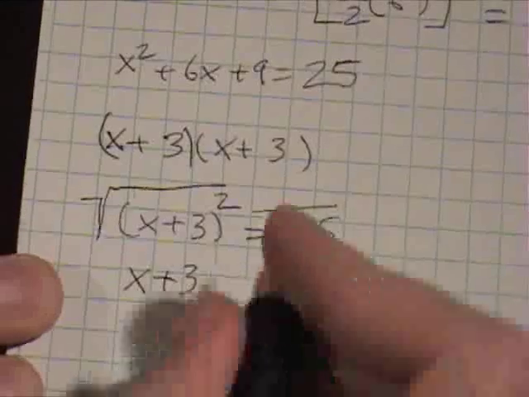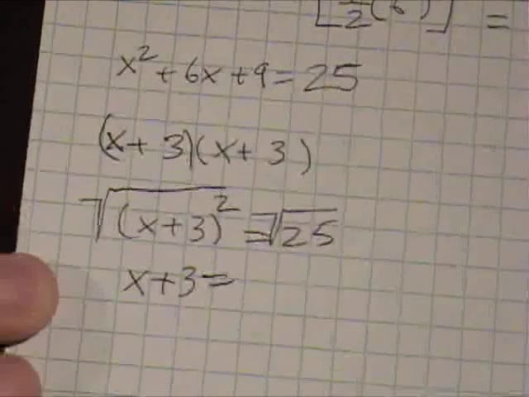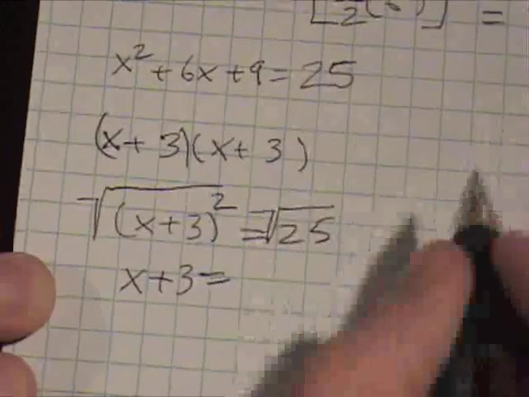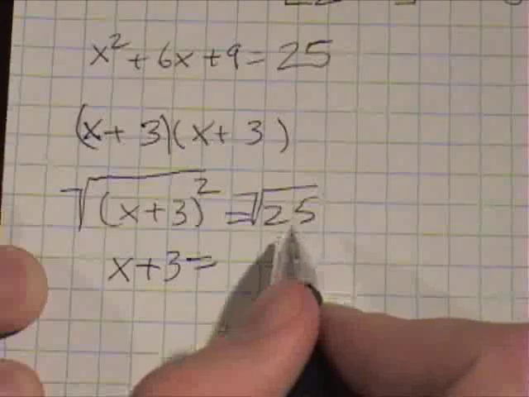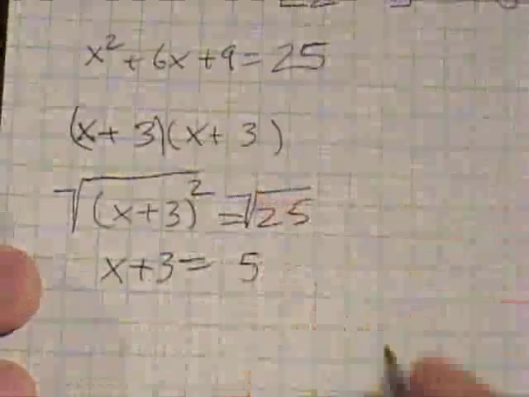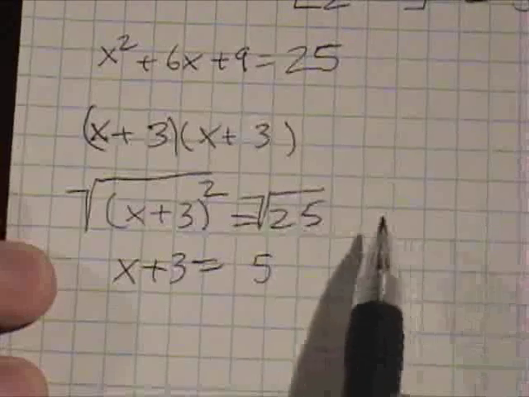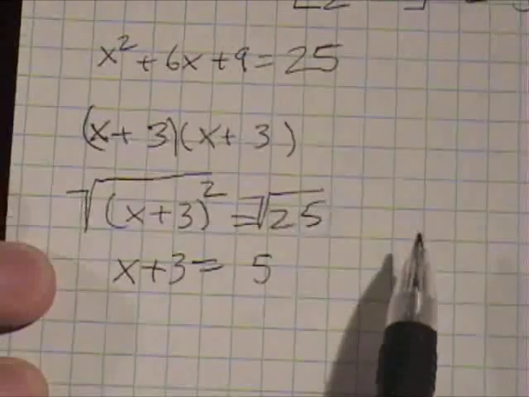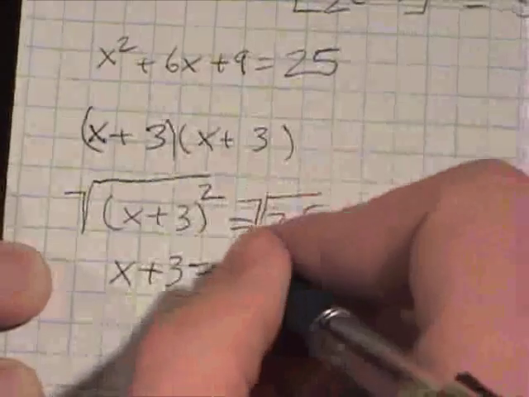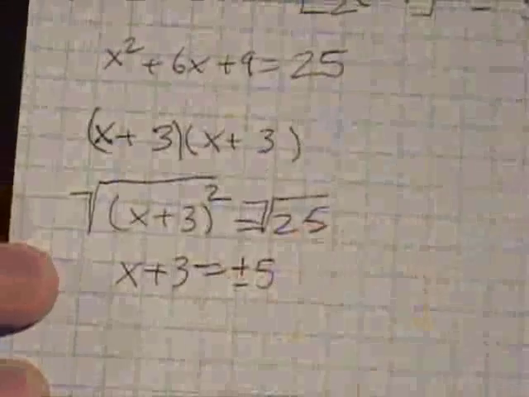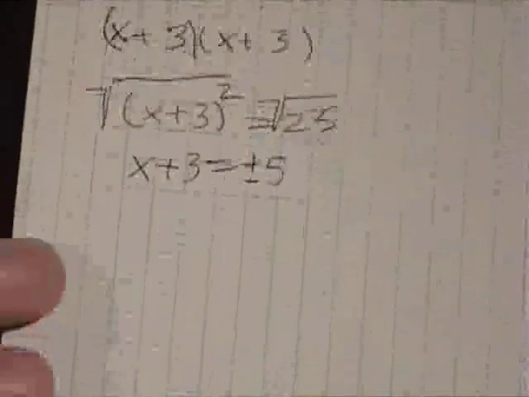x plus 3 equals, and this is very important now, you must put plus or minus. Let's just figure this one out first. We know it's going to be 5, because 5 times 5 equals 25. But also negative 5 times negative 5, those are 2 equal factors. Those also equal positive 25. So you must put a plus or minus symbol, because it could be either.